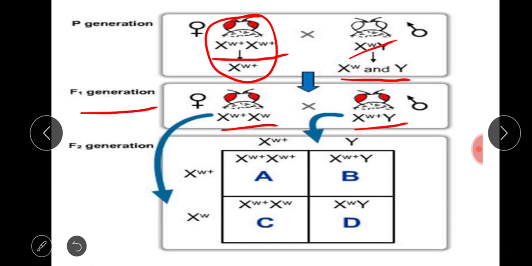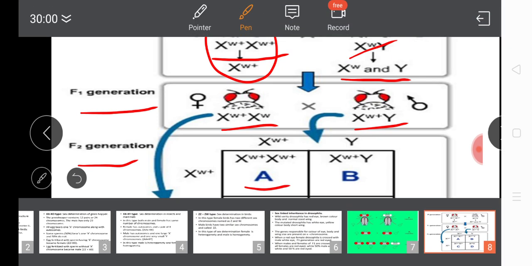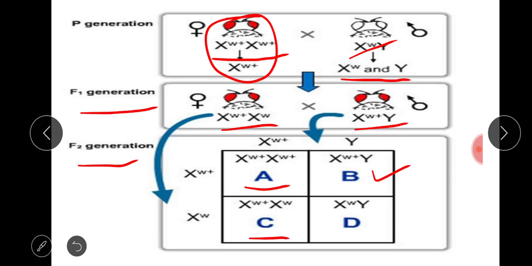When the crossing is done to obtain the F2 generation, it results in the formation of two females and two males. So all the females have red colored eye, whereas 50% of the males have red colored eye and 50% of the males have the white colored eye.